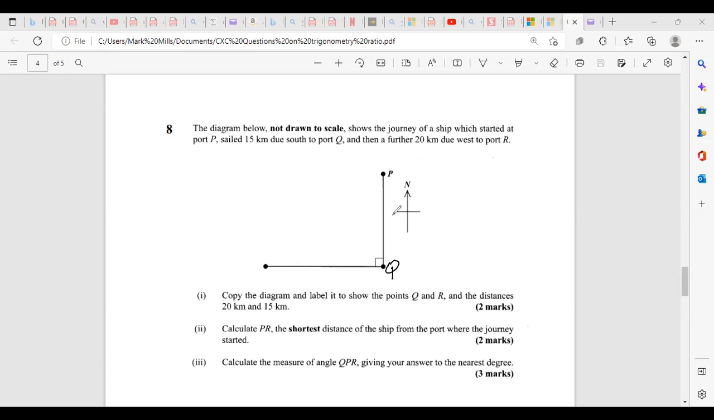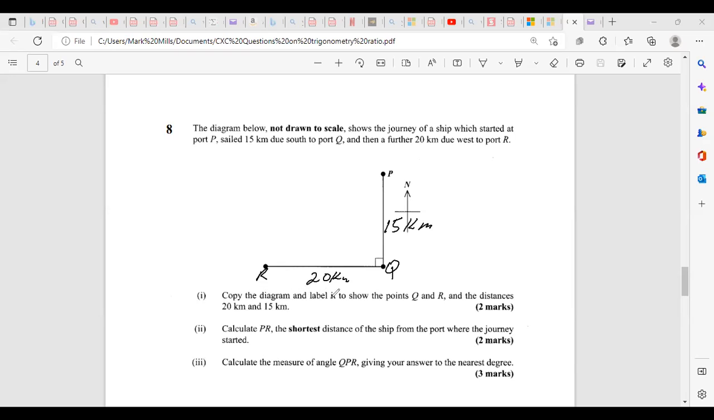Now from P to Q, what is the distance? 15 kilometers. Thank you. Then they continue the journey. They say then a further 20 kilometers due west. Right. Where is west? Is it left or right from the Q? Left. Right. So to point R. So that means here will be R. So from Q to R, what's the distance? 20 kilometers.